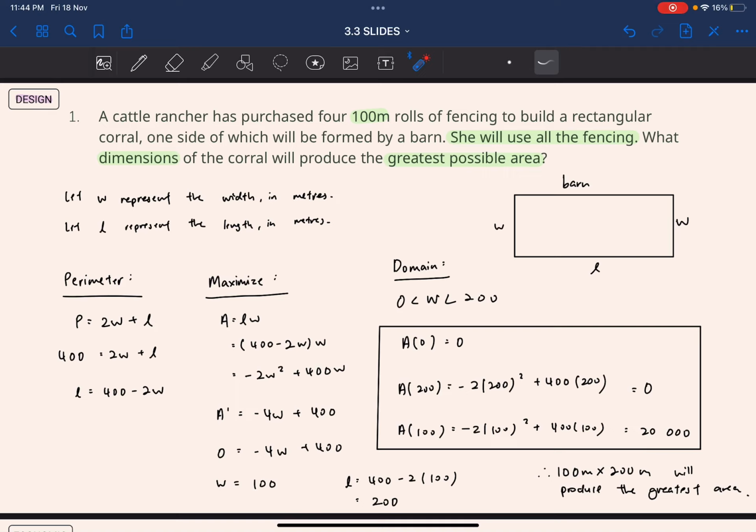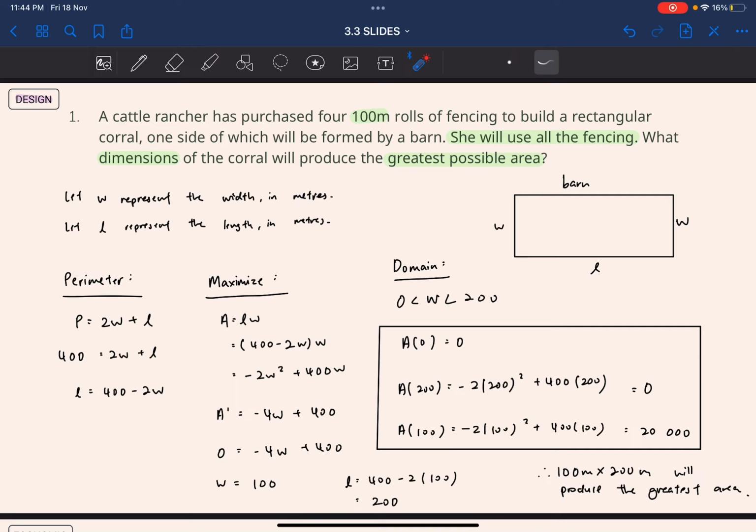So then you will have to plug all your values, your 2 endpoints and your x values, your critical values that you found, into your area. And by plugging it in, when the x is 0, you will get 0. For your area, if you plug in 200, you will get 0 again. But when you plug in 100, which is your width, you will get 20,000. So this is your greatest area.